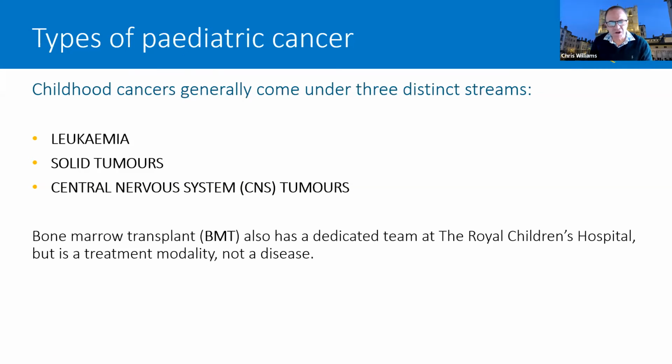So what are the types? Childhood cancer generally comes under 3 distinct streams, the way that most cancer centres will manage it: the leukaemia or liquid stream, the solid tumour stream, and the CNS or neuro-oncology stream. Bone marrow transplant also has a dedicated team at the Royal Children's, but it's a treatment modality and not a disease.